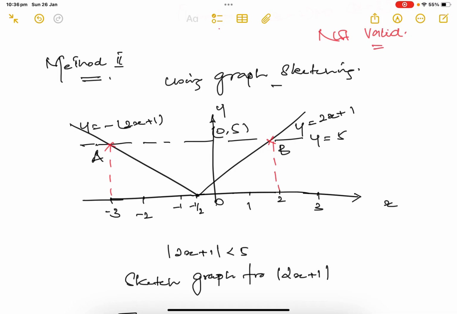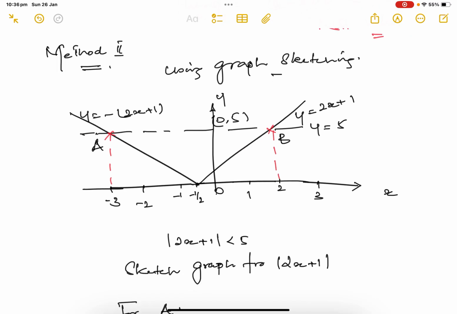The left hand side is y equals minus the function, because of the reflection in the x-axis. If the function is f(x) on the right hand side, it is minus f(x) on the left hand side. So the function is 2x plus 1, so y equals 2x plus 1 on this side, and y equals minus 2x plus 1 on this side.